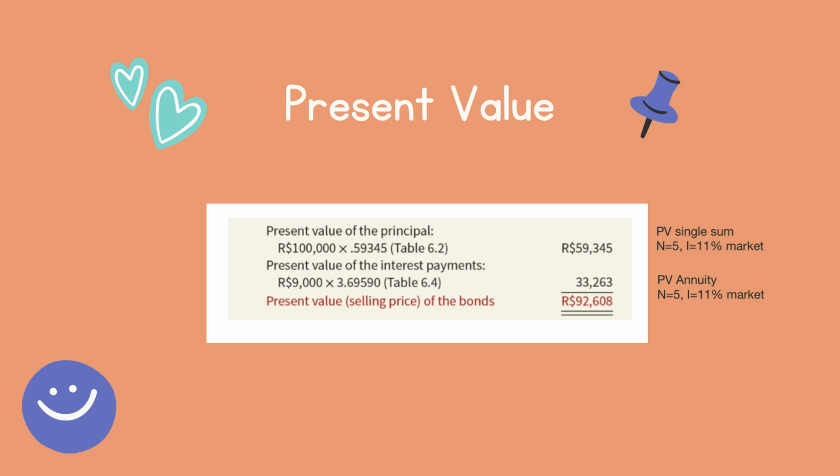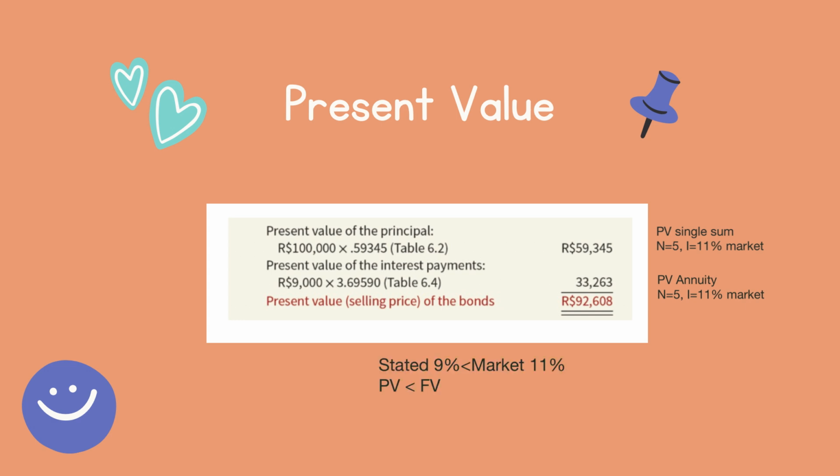So again, when the stated rate is lower than the market rate, as we said in this question, the stated was 9%, the market rate was 11%. So it's going to be issued at discount. So again, the present value will be lower than the face value. So as you can see, the present value now is 92,608, which is lower than the 100,000.